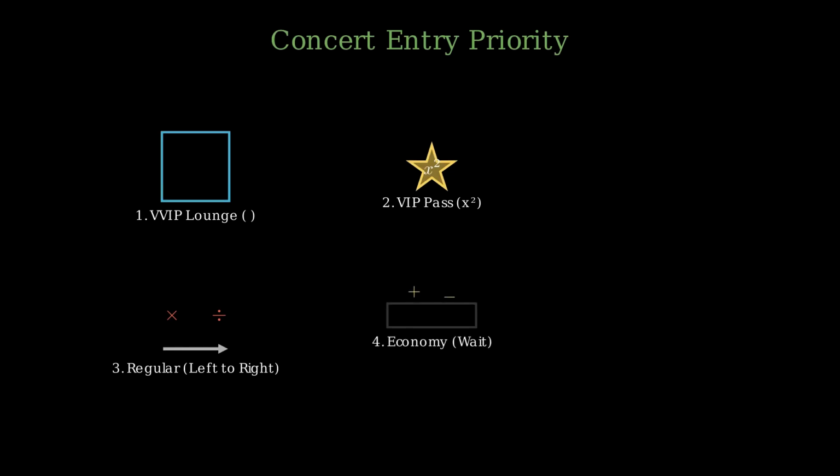They go first. Second, exponents are the VIP ticket holders who cut the main line. Third, multiplication and division are regular ticket holders standing side by side. Lastly, addition and subtraction are the economy pass holders who must wait.